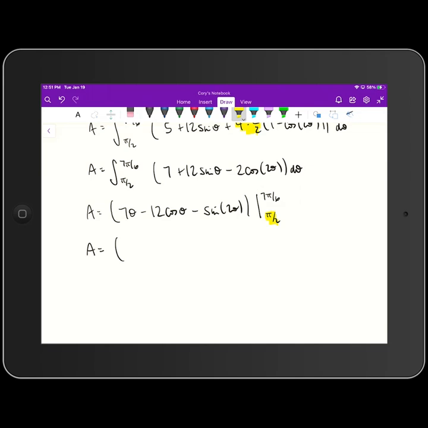Okay, so let's plug 7 pi over 6 in first. 7 times 7 pi over 6 is 49 pi over 6, minus 12 times the cosine of 7 pi over 6. The cosine of 7 pi over 6 is negative radical 3 over 2, so negative radical 3 over 2 times 12 would be positive 6 radical 3.